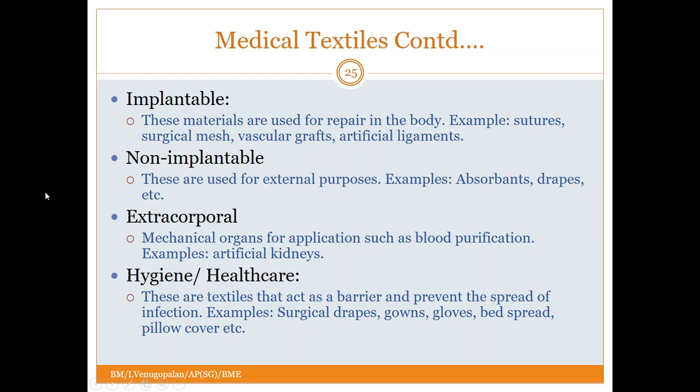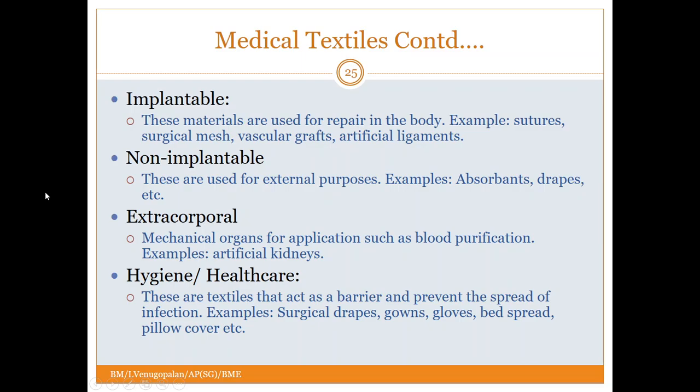So, implantable medical textiles are the material that are used to repair the body. For example, sutures or surgical mesh that is used to fixate a hernia, abdominal hernia, or it can be vascular graft or artificial ligaments and so on. Non-implantable ones are used for external purposes. So these are absorbents, those absorbent sponges that absorb fluid, or it can be drapes, etc. Extracorporeal is like mechanical organs for applications such as blood purification. So artificial kidney or dialysis machine is an example of that.